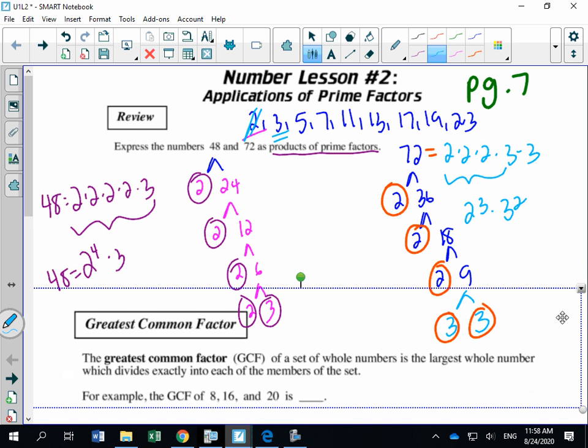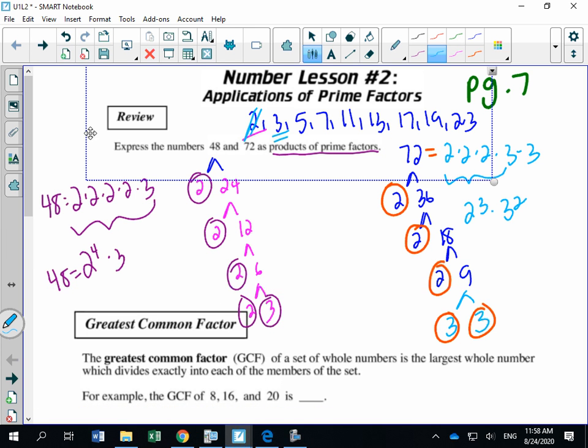Okay, this lesson, we're going to need to use this skill here. But what we're doing essentially in this lesson is, what's the point of doing this, right? What's the point of writing numbers as a product of prime factors? This lesson is all on something called applications of prime factors.